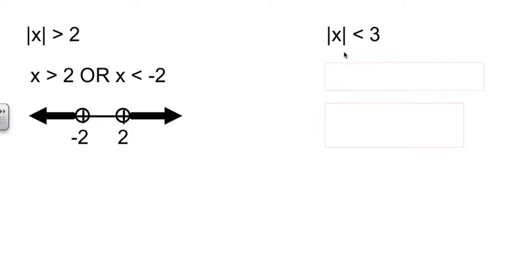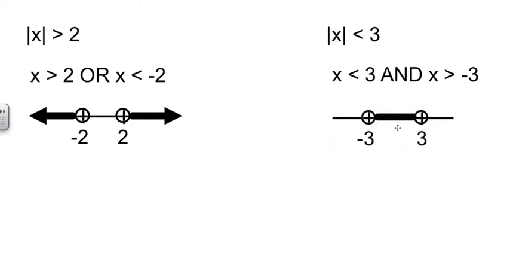Suppose we have this, absolute value of x is less than 3. Well, we split that apart. Since it's less than, it's going to be an and problem. X less than 3 and x greater than -3. When we see and, we expect it to overlap because we need answers that fit both descriptions. Numbers smaller than 3 and also greater than -3 are in between.